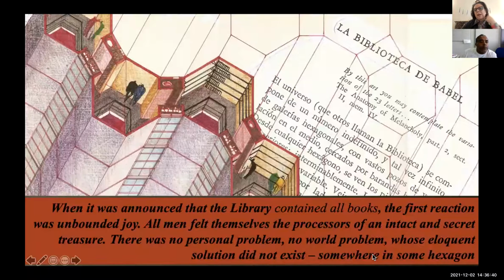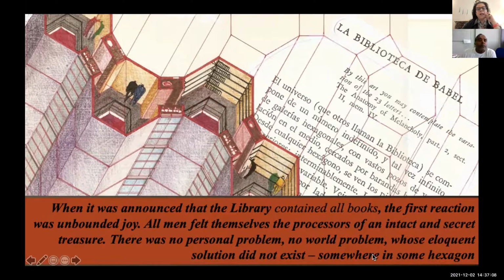I'm going to start with something that is not quite related to data science, but that is very illustrative of the problem. If you have read Jorge Luis Borges, you have certainly read about this infinite library. And I'm going to start reading some pieces of it.